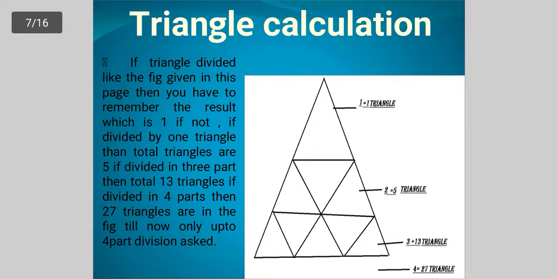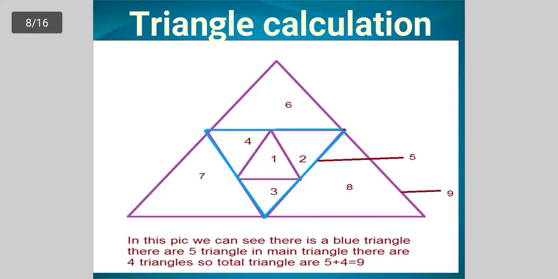Here also, if one more stage is given, then there will be 27 triangles. So up to the fourth stage they will ask only 1, 5, 13 and 27 triangles. Here a total of 9 triangles are there. We can easily solve this problem.